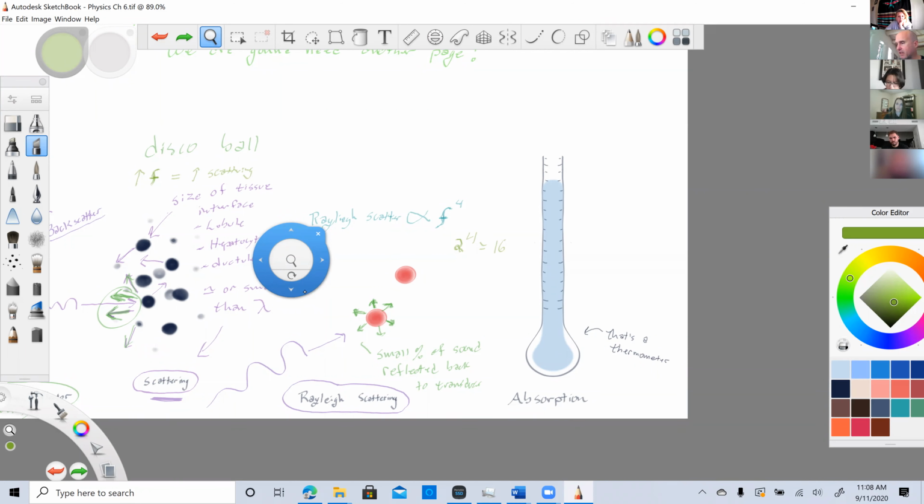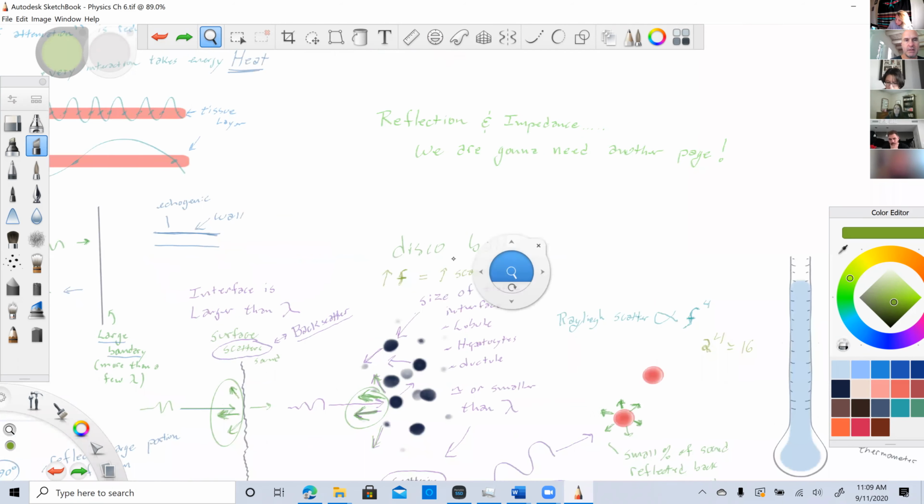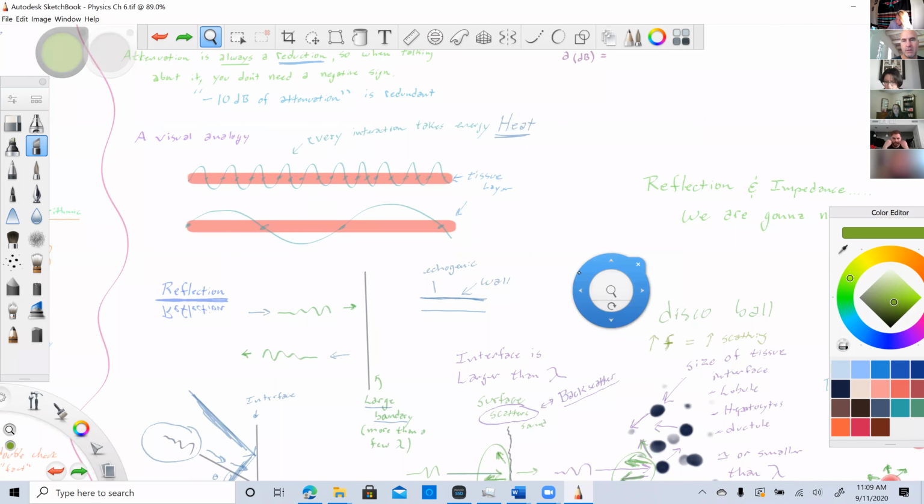Absorption, that's completely different. Absorption or heat. I already mentioned heat though, didn't I? When I talked about the interaction of the sound wave with tissue, each physical interaction, literally physically moving back and forth, steals energy from the beam, and that is basically in the form of heat.